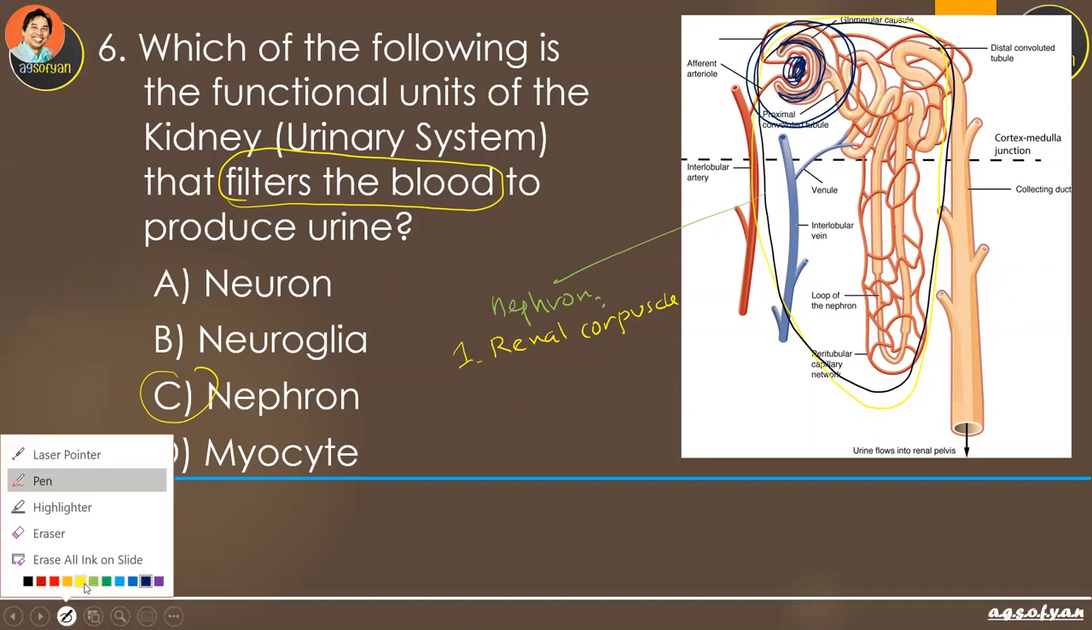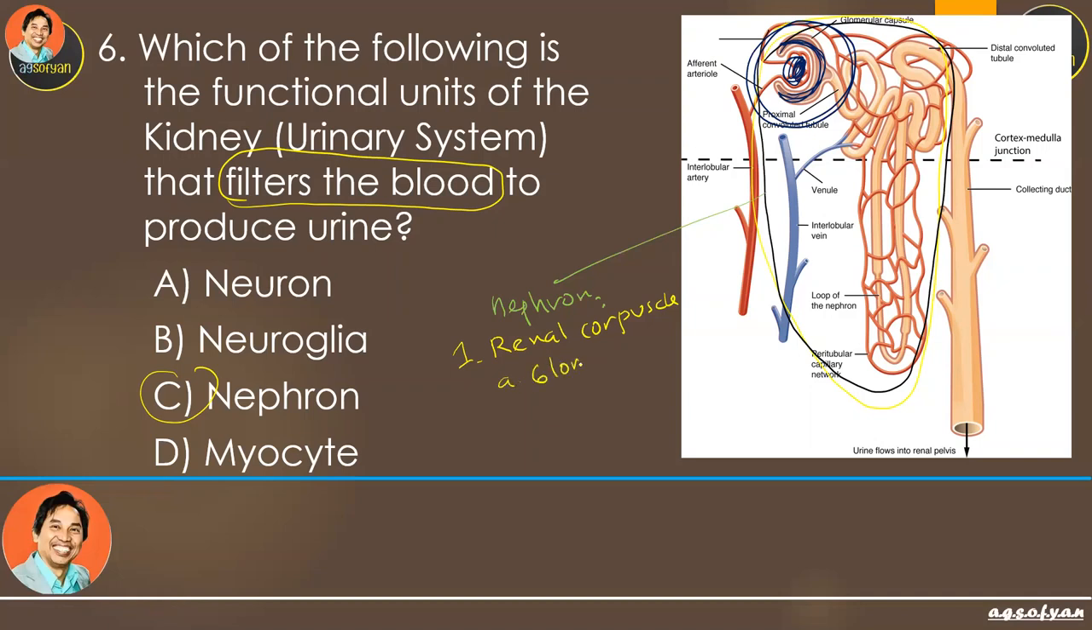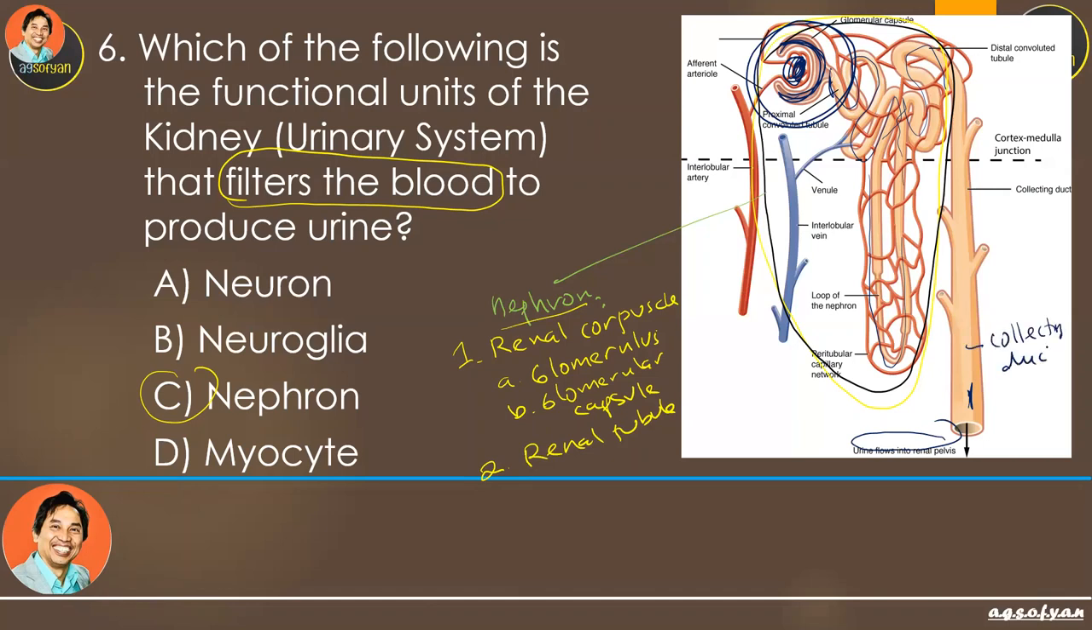So the first part is called the glomerulus, and the second part is called the glomerular capsule. That's the first part of the nephron. The second part is called the renal tubule, which starts from this. You see the tube, and then going down, going up again, and then finally entering into this collecting duct. So this is the second part of the nephron, which is the tubule.